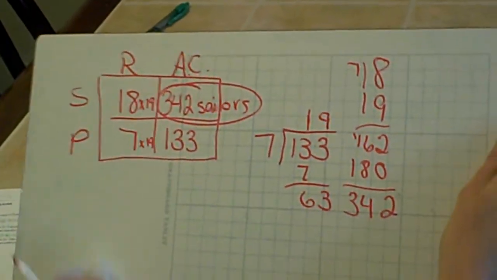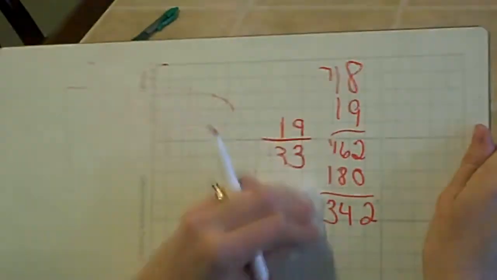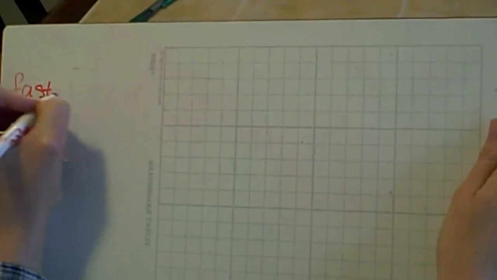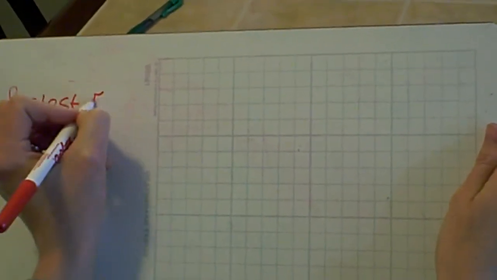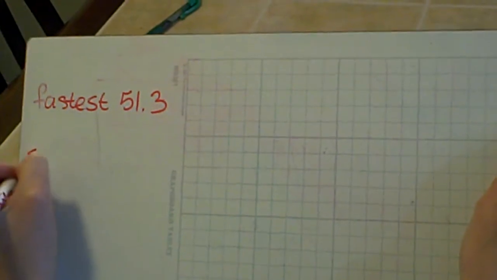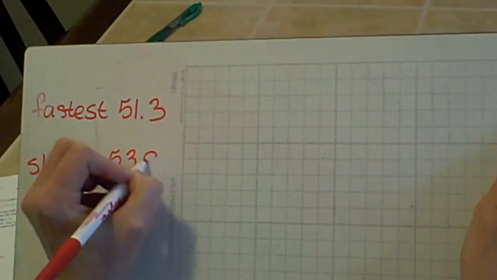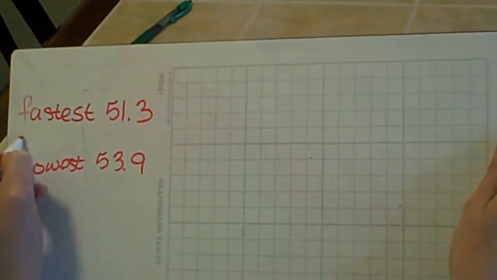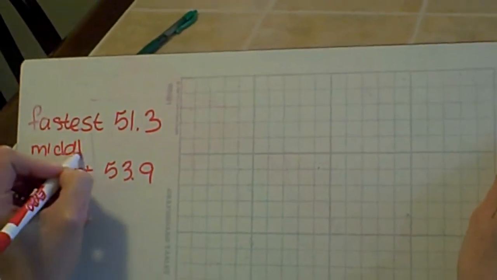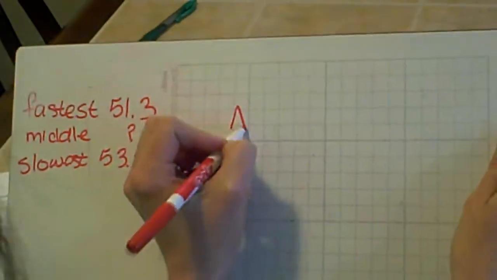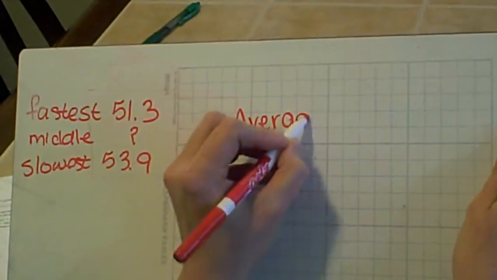Alright, on number 2 it says Don ran a 400-meter race 3 times. His fastest time, I'm going to write that down, was 51.3 seconds. And his slowest time was 53.9 seconds. Now he did this 3 times, so he has this middle time right here that we don't know. Okay? Now it says his average time was 52.4, and we're going to try to find that middle time.